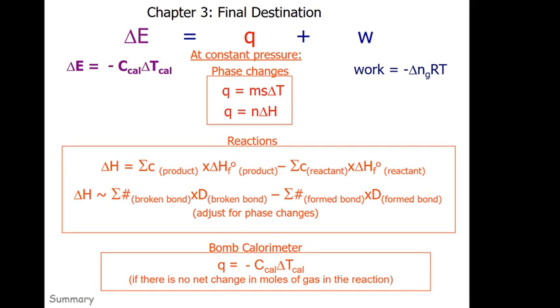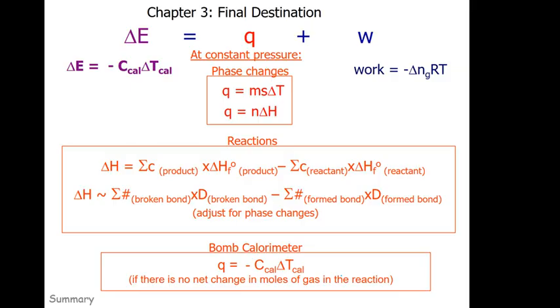Heat at constant pressure, we can get a number of ways. We can either get it for phase changes as m s delta T when we are changing temperatures, or n delta H if we are changing phase. We can get delta H from reactions by heats of formation of products minus reactants, or bonds broken minus bonds formed. Or we can get our enthalpy change using bomb calorimeters, in which there is no net change in the moles of gas of the reaction.